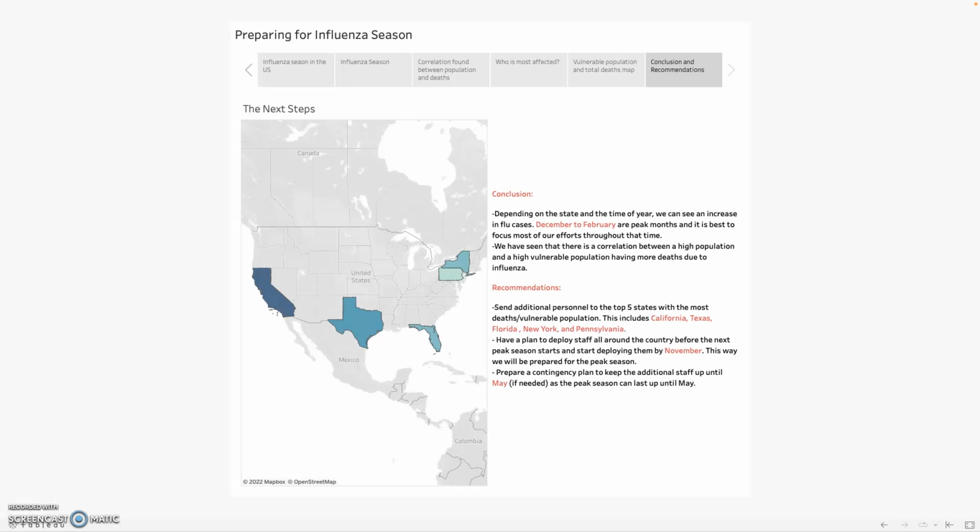Then, preparing a contingency plan is important to keep additional staff up until May, if it's needed, as the peak season can last up until May.